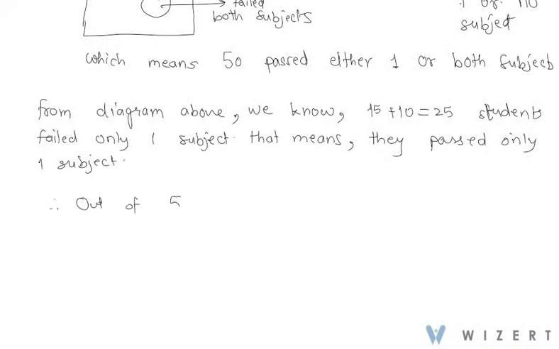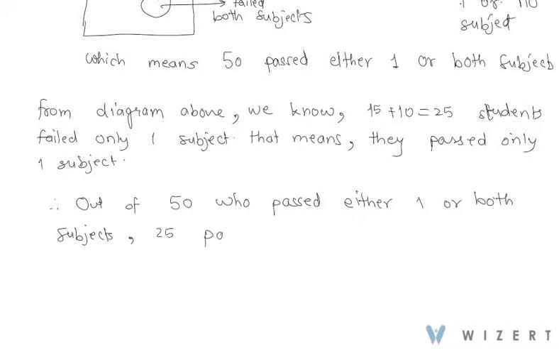Now we can say out of 50 students who passed either one or both subjects, 25 passed only one subject. So that must mean that 50 minus 25 equal to 25 passed both subjects.